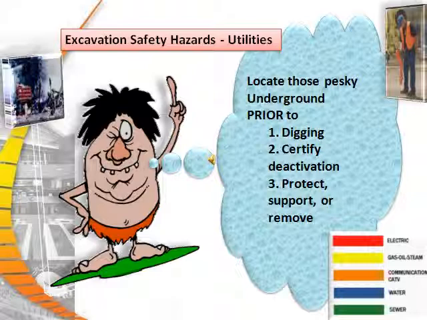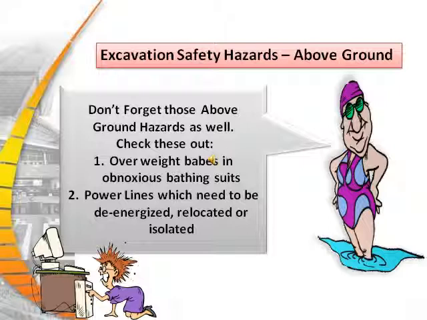Included in excavation hazards are utilities such as electrical, gas, oil, steam, communication, cable TV, water, and sewer. Remember to locate these prior to digging, certify that they are deactivated, and protect, support, or remove them. The list of excavation safety hazards includes above ground hazards, such as power lines, which need to be de-energized, relocated, or isolated.